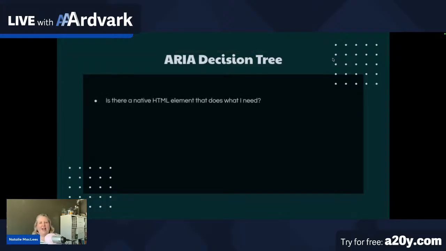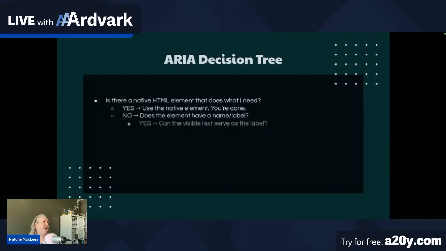The first thing I want to ask is there a native HTML element that does what I need? And if the answer is yes, we're done. We're not going to use ARIA. We're just going to use that native HTML element. Okay, now, assuming we want tabs or something else where that's just not an option for us, does the element have a name or a label? If yes, is there visible text somewhere on the page that could serve as the label? If yes, then I want to use ARIA labelledby, not ARIA label. Only when there's no other option will I use ARIA label.